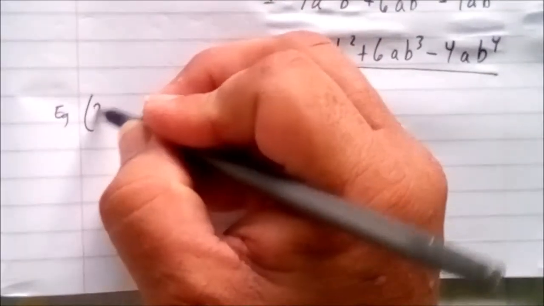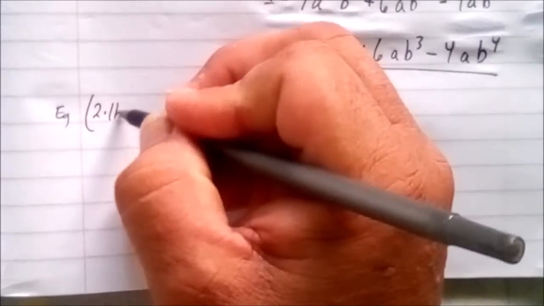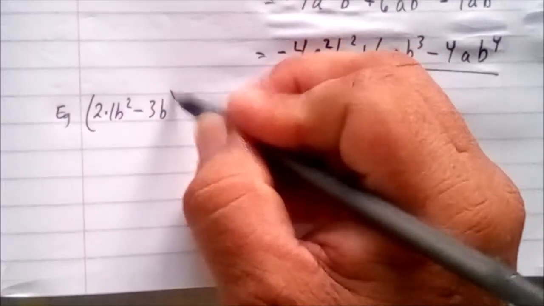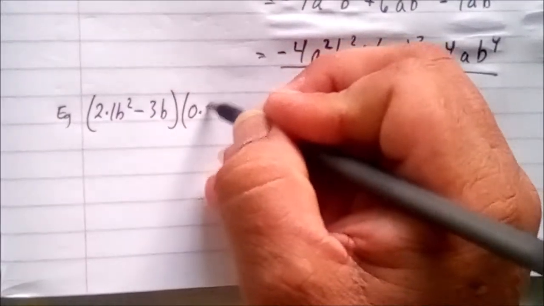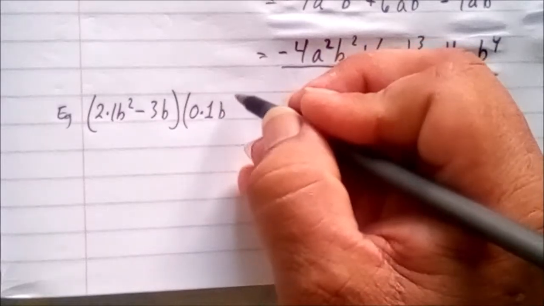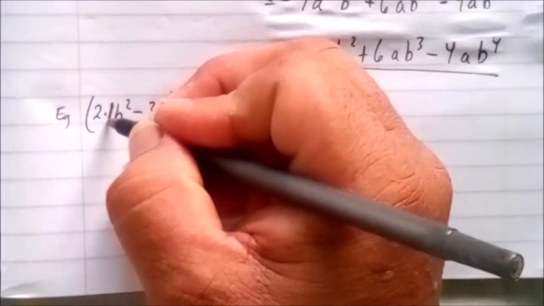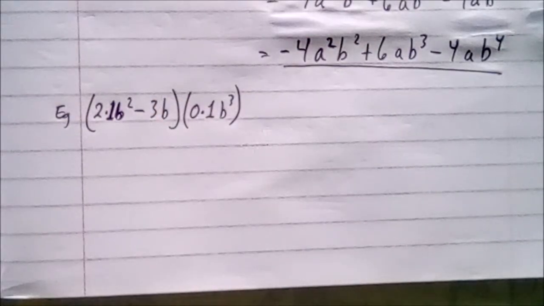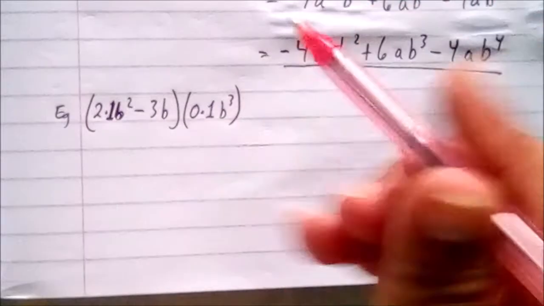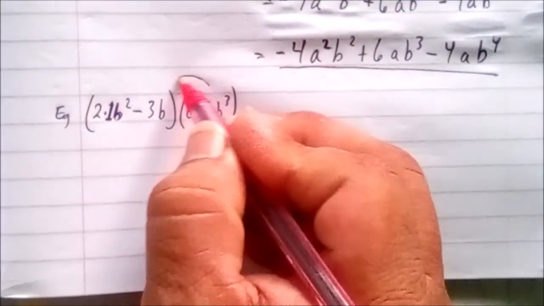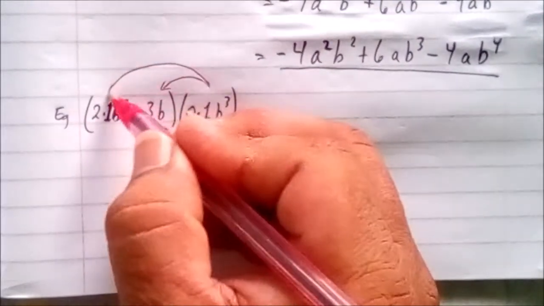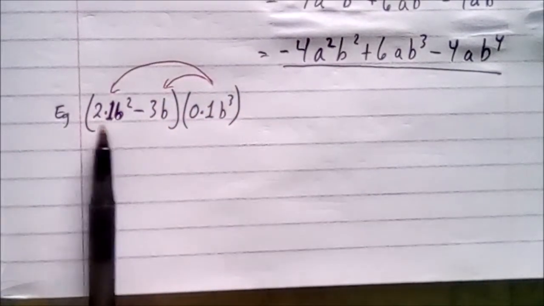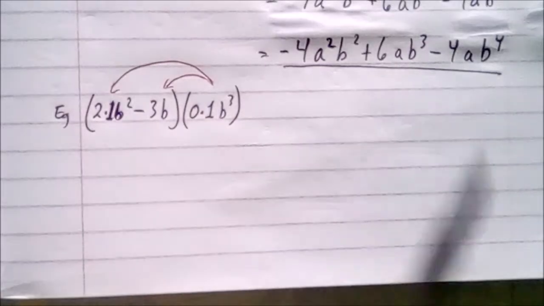We have 2.1b squared minus 3b times open bracket 0.1b cubed. Okay, let me do the one with the little symbol this way, and that's b. The rule will not change. We are multiplying this term by this and this term by this. So we're going to start with this times this. So regardless if the monomial is at the right hand side or at the front, it's still the same thing.